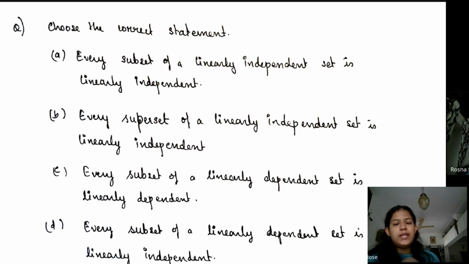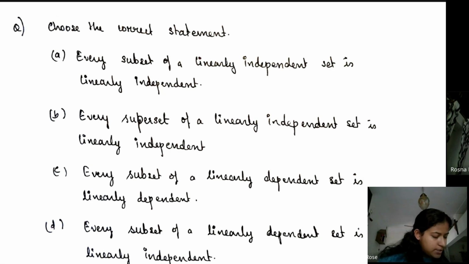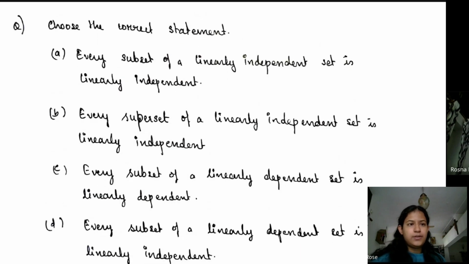And every subset of a linearly dependent set is linearly independent. That is also wrong. It can be linearly dependent. So if you have a linearly dependent set, you cannot say much about it. But if you have a linearly independent set, you can say that the subset is linearly independent. Yes, this is my next question. I hope that you understood something about vector spaces.